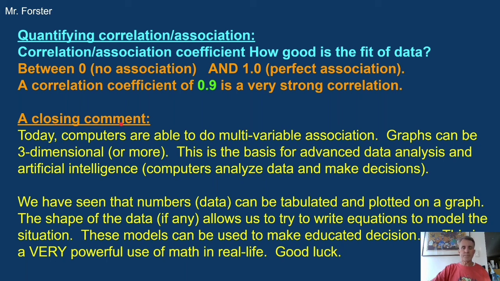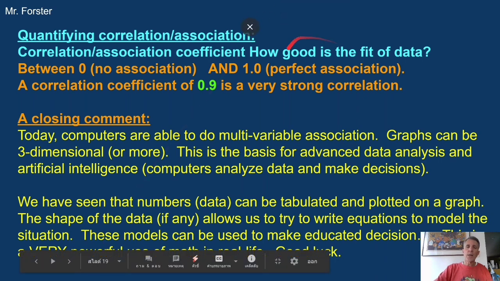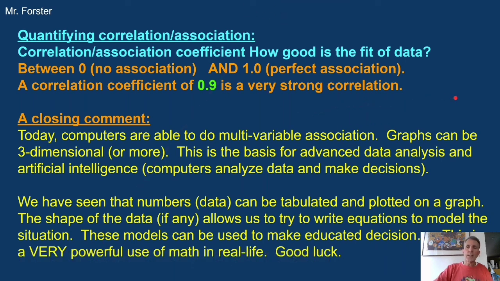So a closing comment. Today, with association, computers are able to do multivariable association. They can do graphs that are 3D. And this is the basis for advanced data analysis and artificial intelligence. Computers can analyze data and make decisions, and they can analyze many different variables at one time and see which ones are correlated. And if there's a correlation, they can make decisions based on that. So it's important for us humans to remember the concepts and let the machine do the work, but you should know how the concept works.